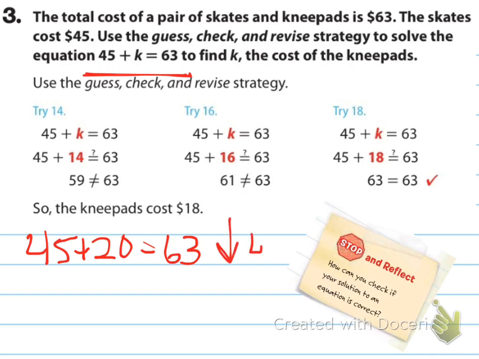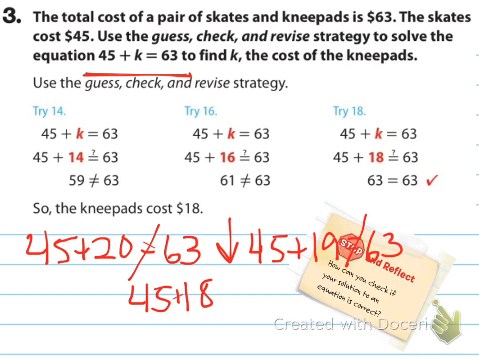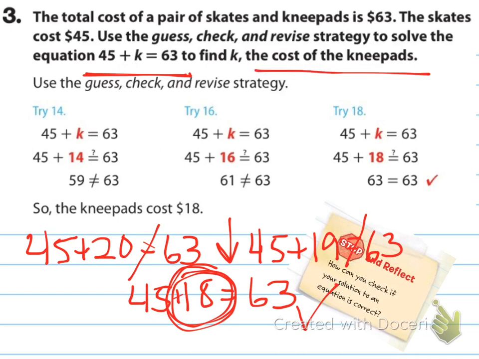And the next one, you could say 45 plus 19. Well, 45 plus 19 would be 64, so that's not equal to 63. And so I could go down one more and say, okay, 45 plus 18, is that equal to 63? And ding, ding, ding, that's the correct answer. So we know that 18 is the solution. It's the answer to the question which says, what's the cost of the knee pads? The knee pads cost $18.